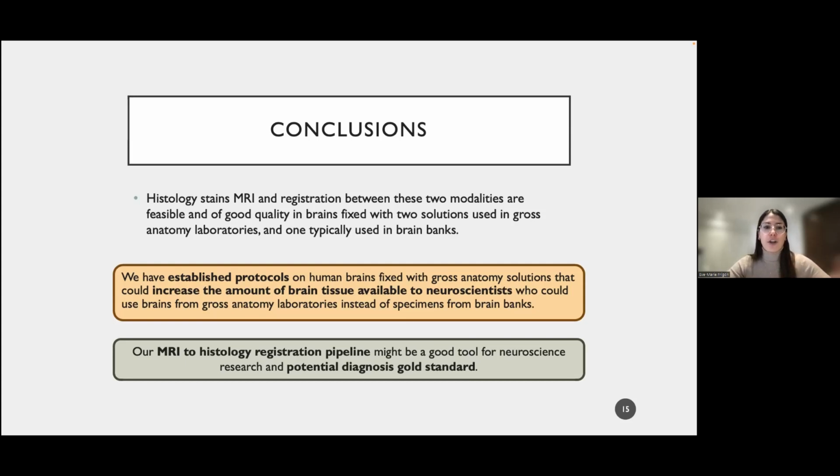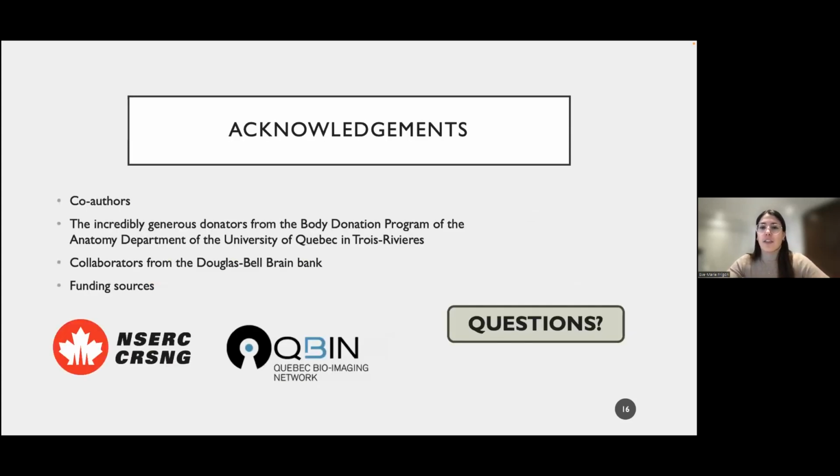And in addition, our MRI to histology registration pipeline might be a good tool for neuroscience research and a potential gold standard diagnosis.